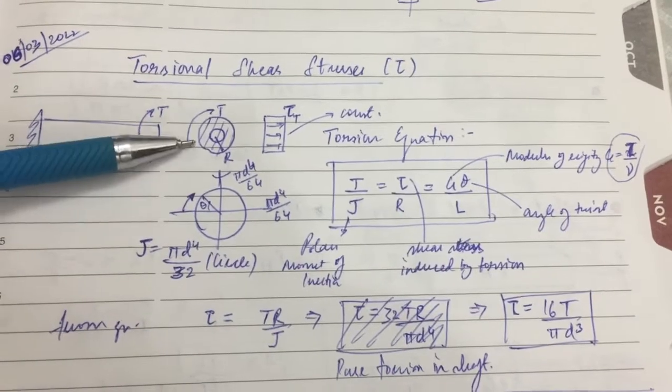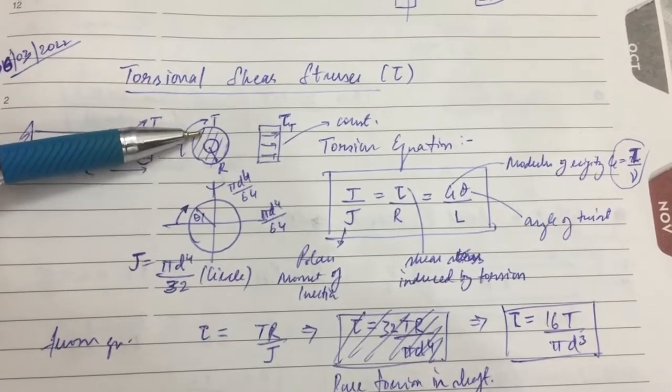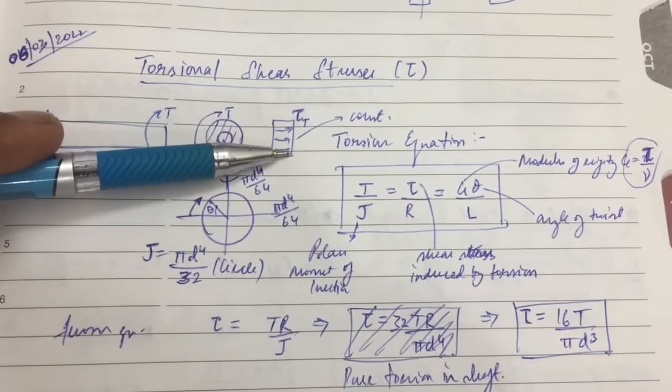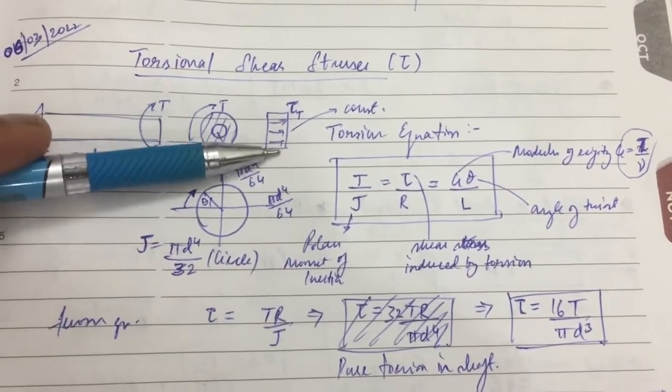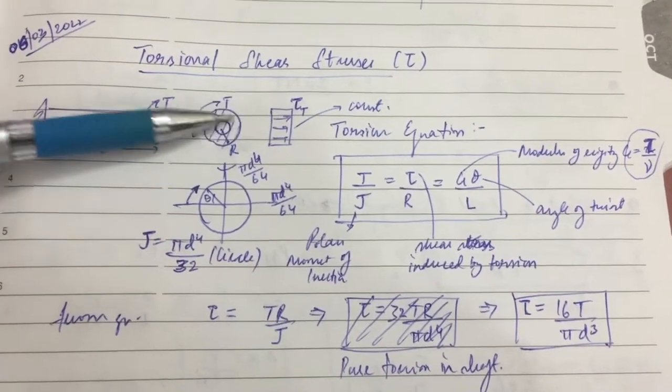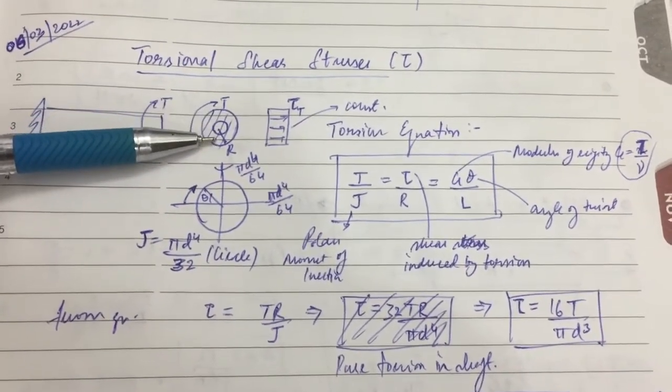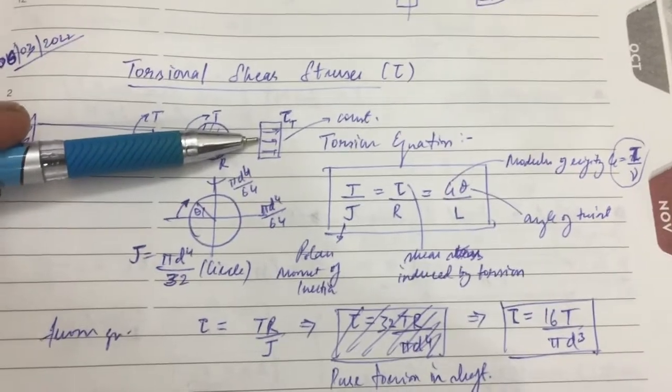When we twist like this, this is the cross section of the shaft for the given radius R. This is the shear stress induced in the shaft, which is basically a rectangle. That means over the length of the diameter of the shaft, the shear stress is constant.